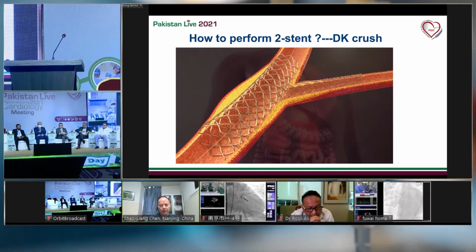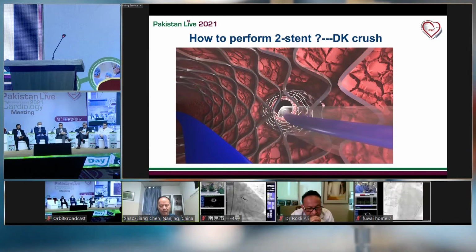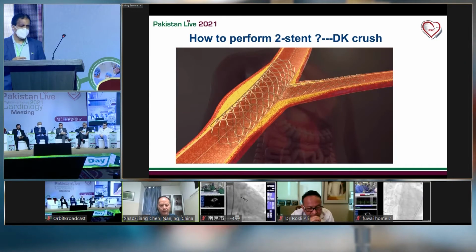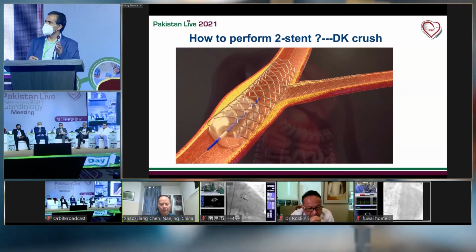From the processing cell of the side stem in the side branch. So final kissing balloon inflation and final POT.